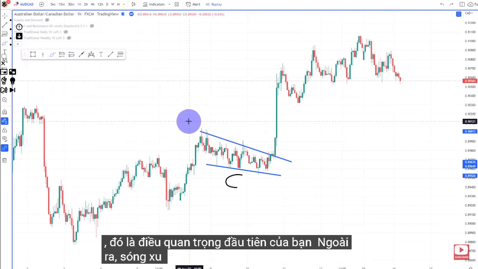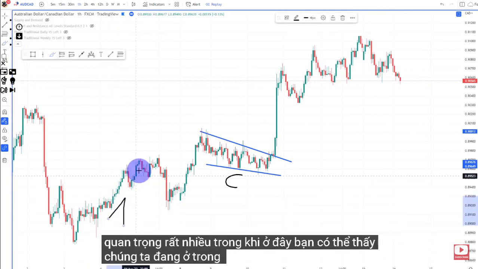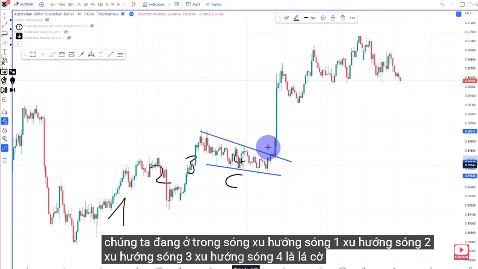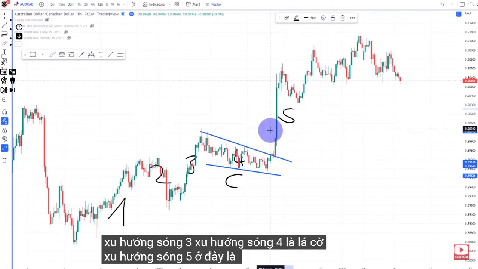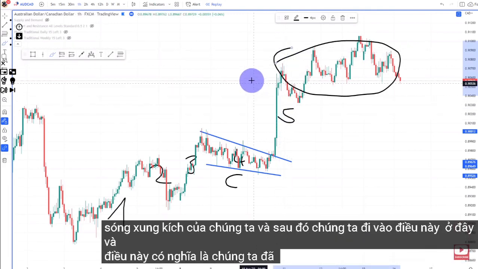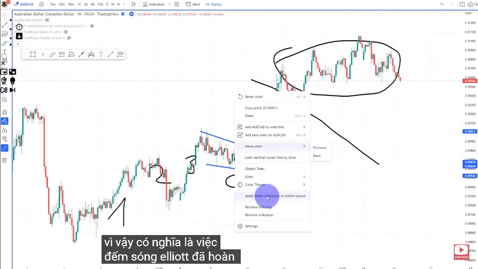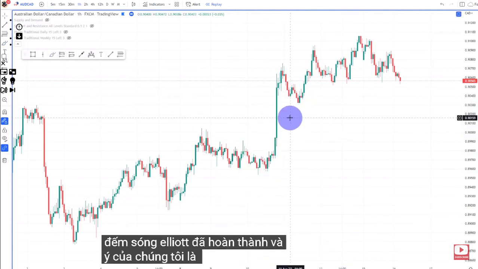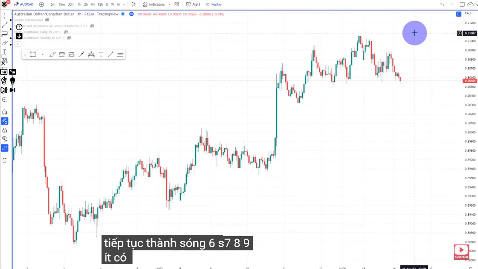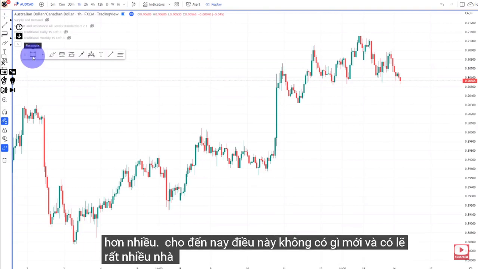Also, the trend wave count obviously matters a lot. Here you can see we're in trend wave 1, trend wave 2, trend wave 3, trend wave 4 is the flag, trend wave 5 is here our trend impulsive wave, and then we go into this here. What this means is that we have wave 5 completed, so the Elliott wave count has been completed. And what we mean by that is that a continuation into wave 6, 7, 8, 9 is much less likely than a reversal. So far, this is nothing new, and probably a lot of traders will know that.